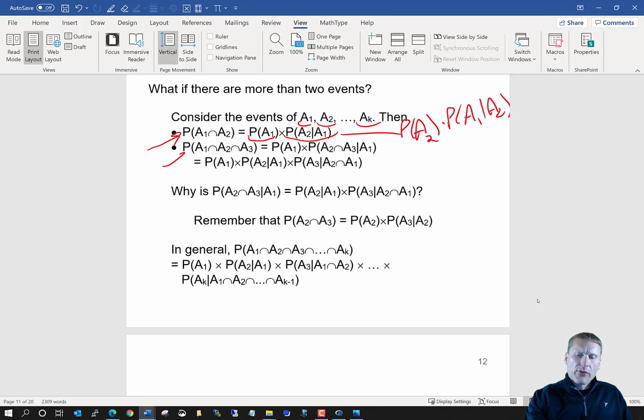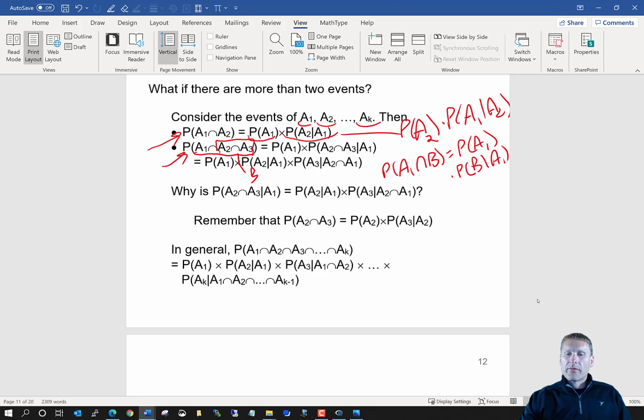But what happens is now there are three events, and we're looking at the joint probability, the probability of the joint intersection between these three events. Well, how about we just think of this part right here, A2 intersect A3, as, let's say, B. And we would simply write that out as the probability of A1 intersect B, which is the probability of A1 times the probability of B given A1. Well, just write out what that B is, and that's how you get that expression. But we can go further.